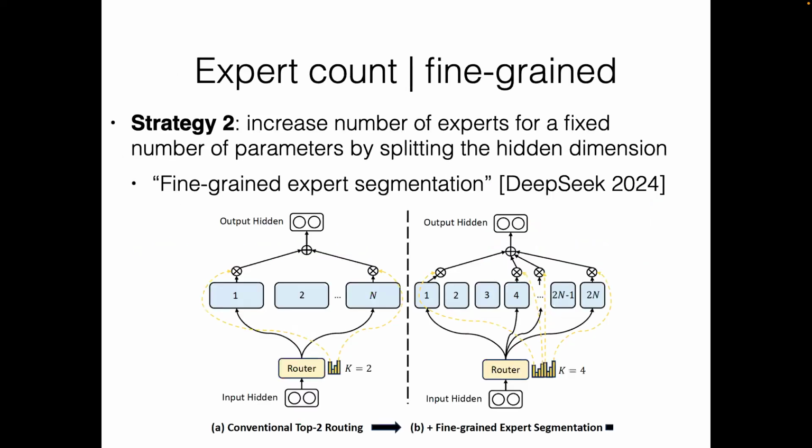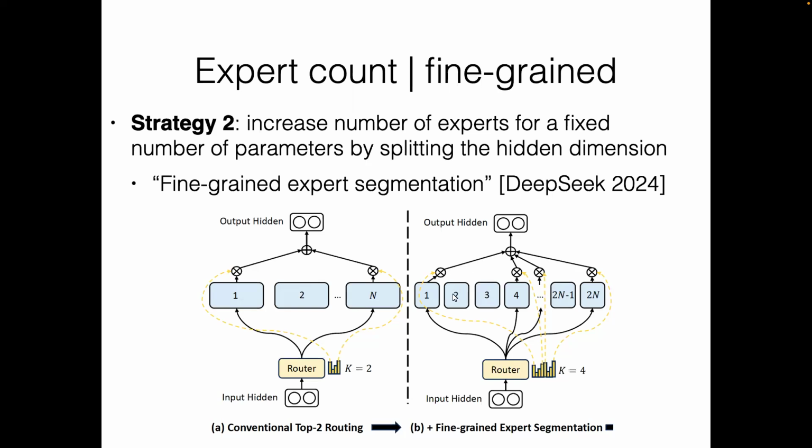Another thing you can do is, let's say that we want to increase the number of experts, but you don't want to increase the number of parameters. So slight kind of difference there. Well, then what you could do is basically just chop experts in half, or in fourth or something like that. This idea was proposed by DeepSeek in their Mixture of Experts paper.